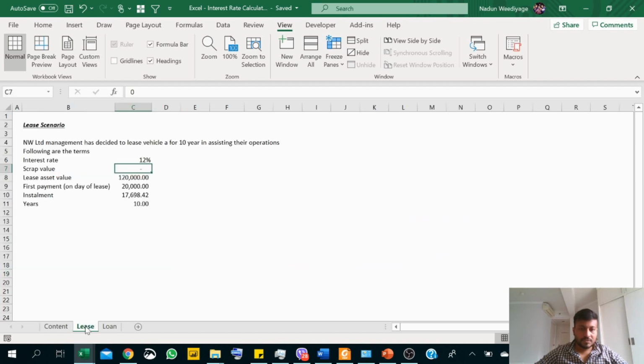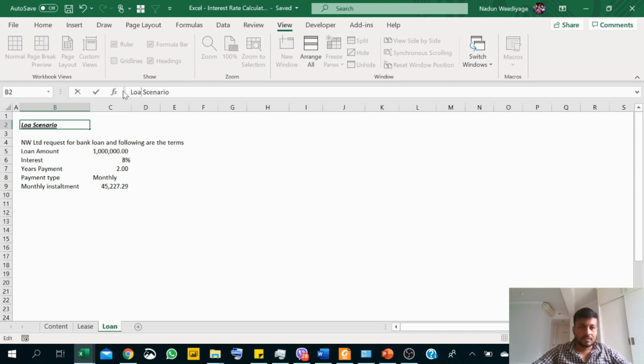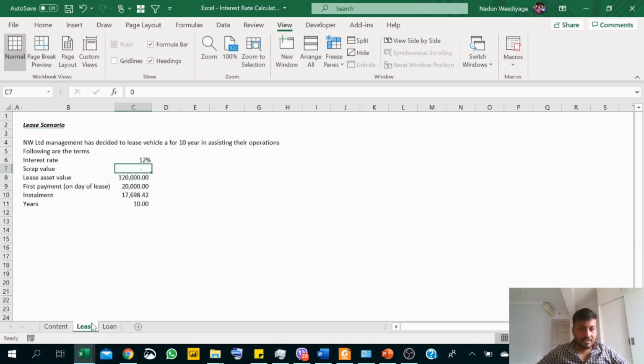So there are two scenarios which we will look at. One is the lease scenario and the other one is the loan scenario. In the lease scenario, NW is a company that wants to lease a vehicle for 10 years to assist their operations, and the interest rate that they were given is 12%. Scrap value is the value of the asset at the end of the period, and as per the current evaluation it's zero.